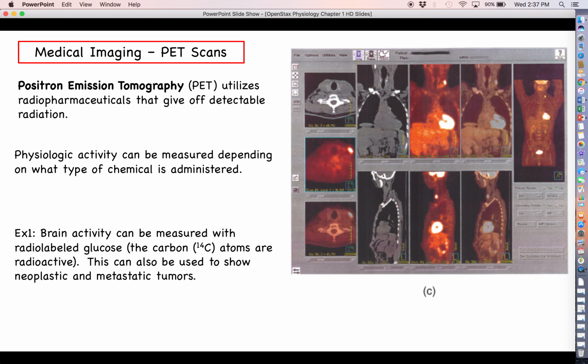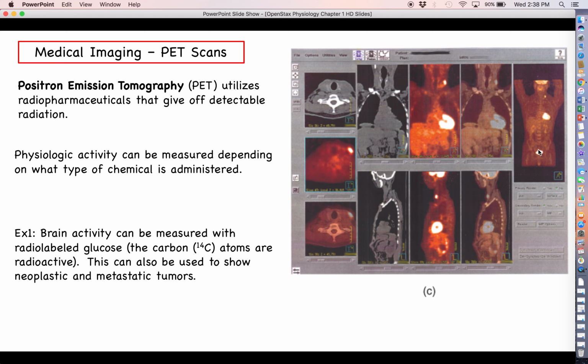We can actually measure brain activity by injecting a patient with radioactive glucose. So this is glucose in which the carbon atoms in each glucose molecule are radioactive, so they're carbon-14. Glucose tends to be very much used by the brain, so we can inject someone with radioactive glucose and watch the brain start to light up over time. And the parts of the brain that light up the most indicate which parts tend to be the most active.